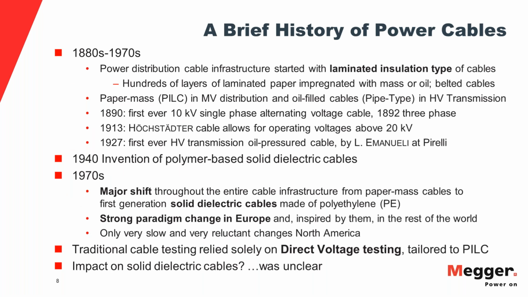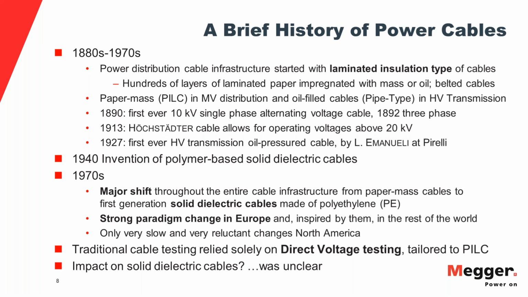Okay. So the way this whole thing started was in the 19th century with distribution using cable, and initially there were only laminated type cables, which means either paper mass cables in distribution, so locally, and then later in the 1920s, the oil-filled cables. So 1890 is pretty much the year where the first real single-phase AC cable was made, and 2 years later, they made the first 3-phase cable. And all those cables, the 3-phase cables, were belted cables.